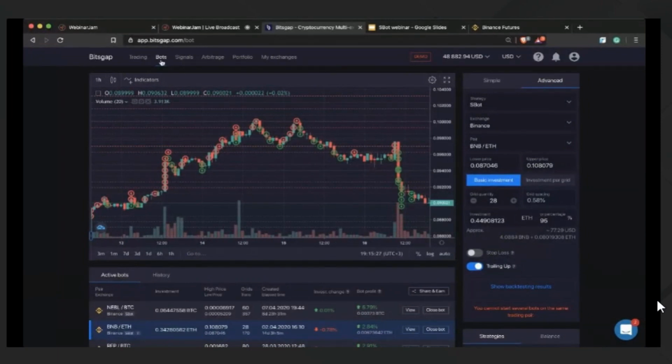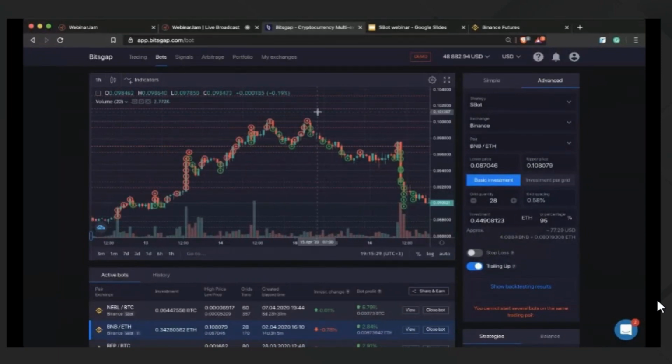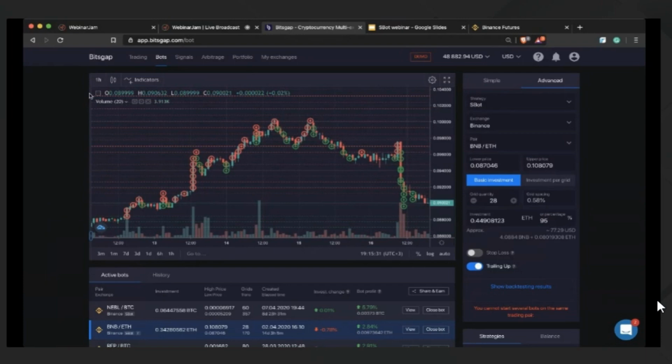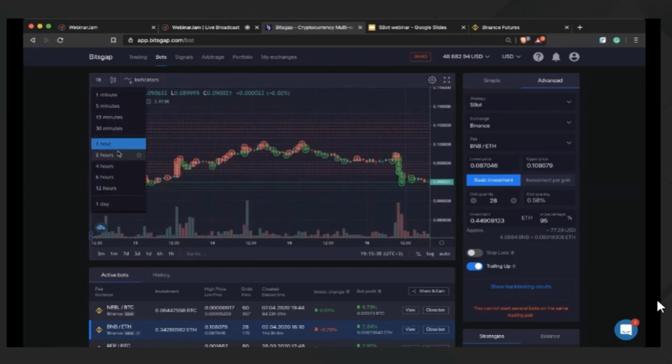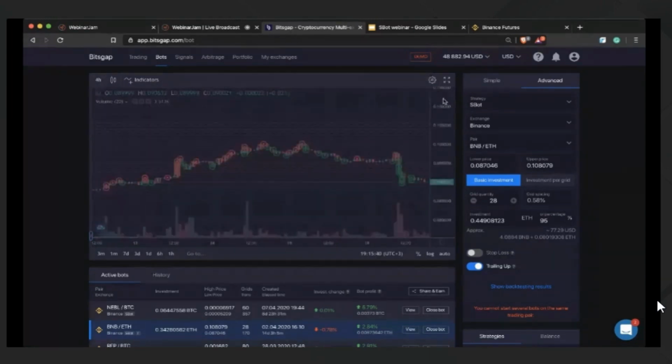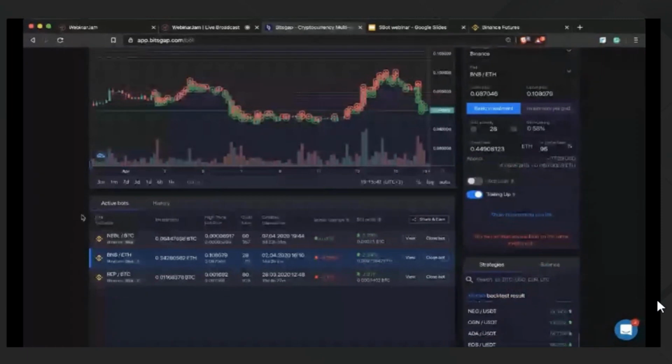So here you open the bot section. As you can see, I have a chart here, which I can adjust, like the time frame as well, like 4 hours, for instance. Below the chart, I have the active bots section. These are my currently active bots. You see that some were initiated 8 days ago, some 2 weeks ago, and some even 19 days ago.